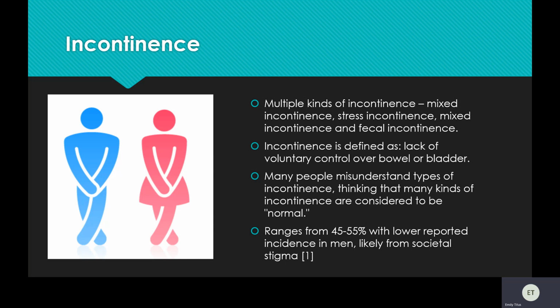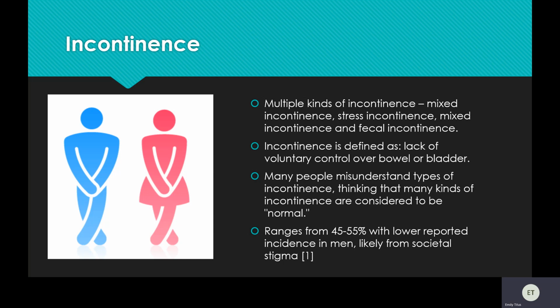Or they'll tell me, oh, I don't have incontinence. That's what old people have, because I can control when I pee. I think people think that incontinence is just whenever your bladder fills, it automatically empties and people are just wet all the time, which is a misconception. So incontinence is simply defined as lack of voluntary control over your bowel or bladder. It ranges from 45 to 55% incidence rate, with a lower reported incidence in men, as I previously mentioned, likely from the stigma of not reporting these.